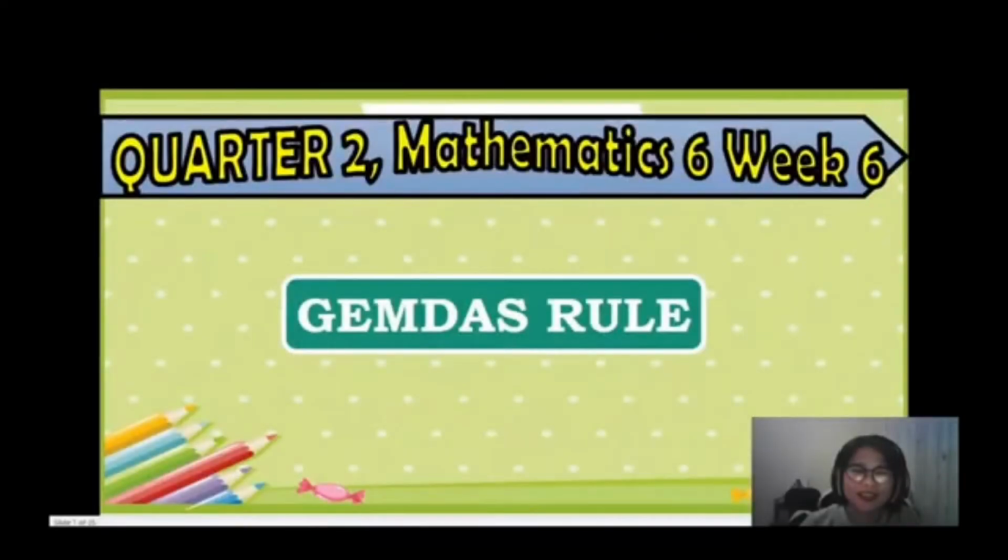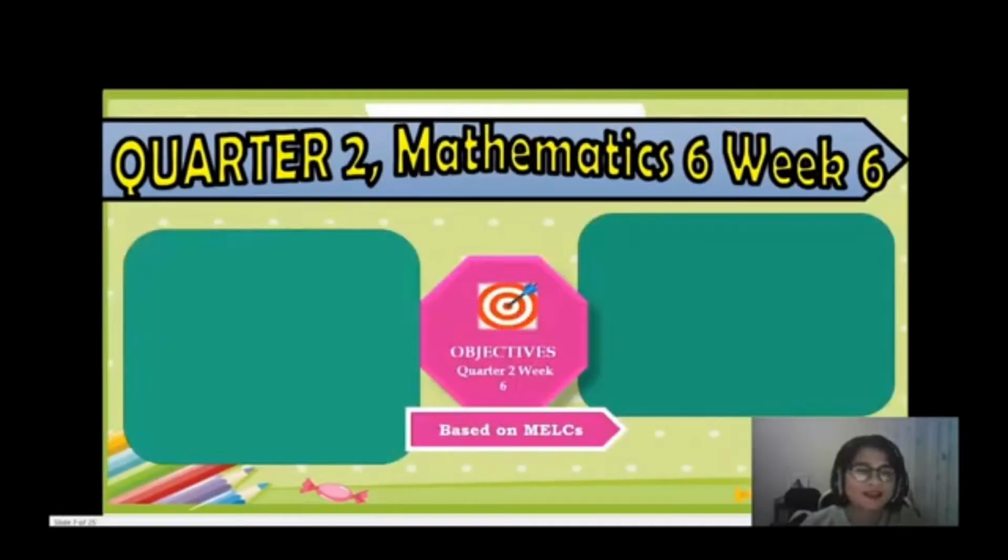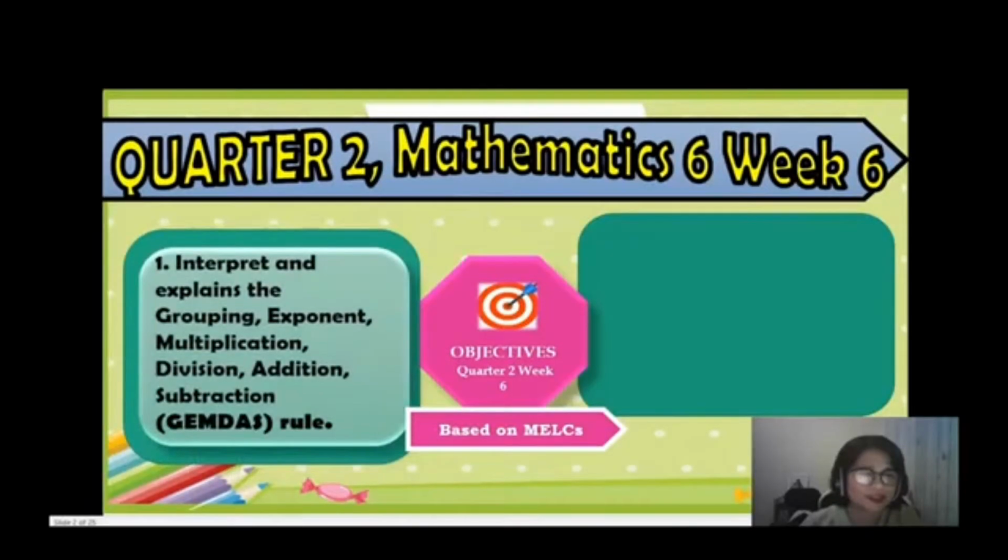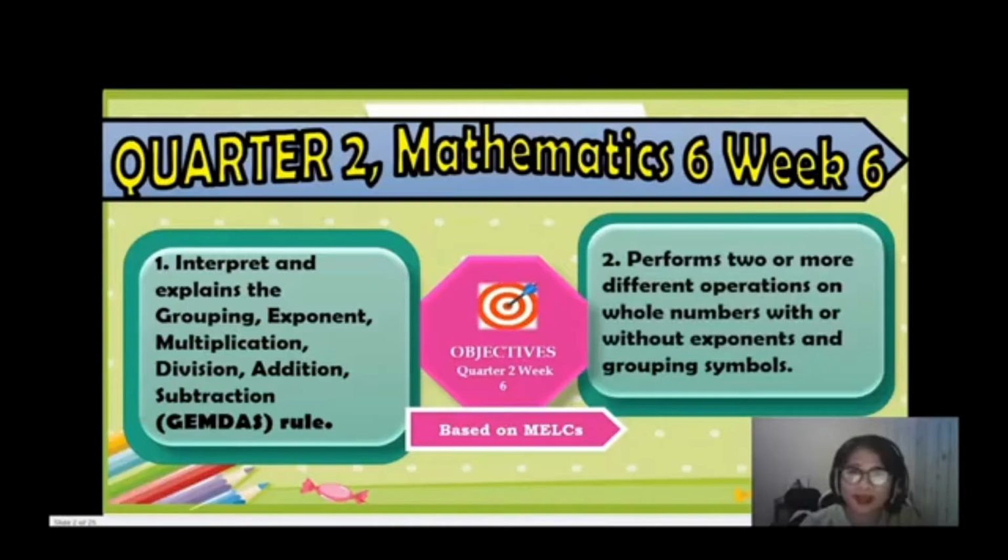I'm here to discuss with you the topic for today, the GEMDAS Rule. At the end of the lesson, you should be able to interpret and explain the grouping, the exponent, multiplication, division, addition, subtraction. In short, the GEMDAS Rule. Number 2, you should be able to perform 2 or more different operations on whole numbers with or without exponent and grouping symbols. Are you ready for today's lesson?